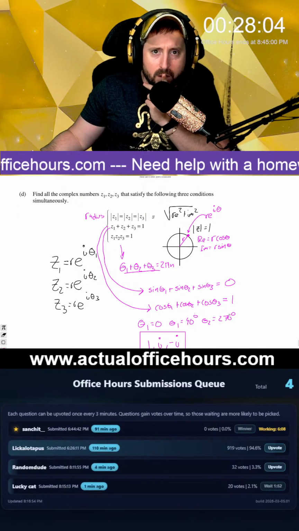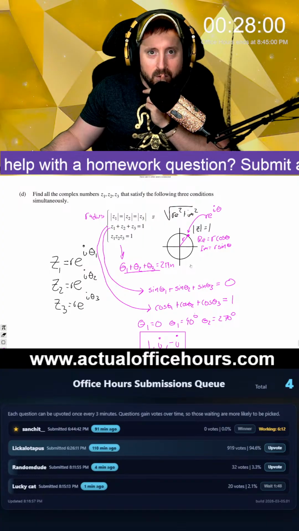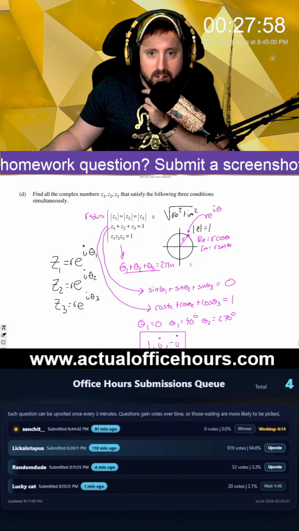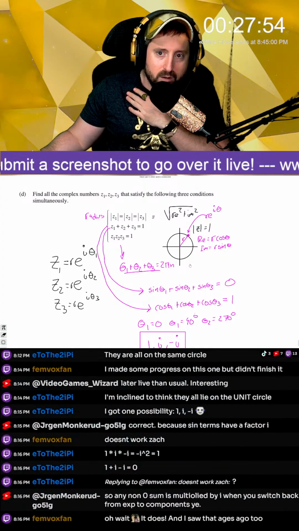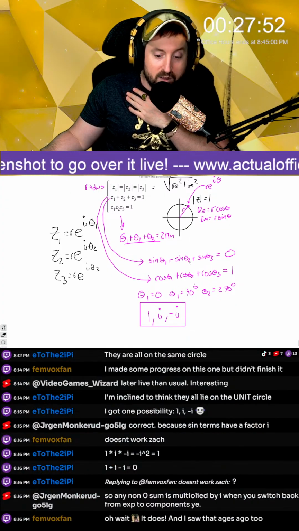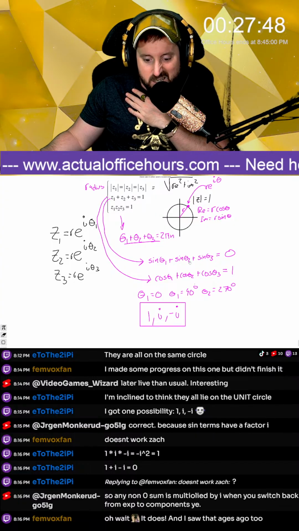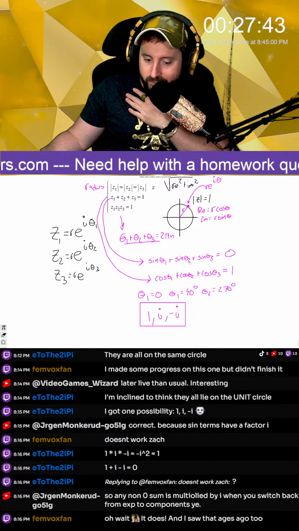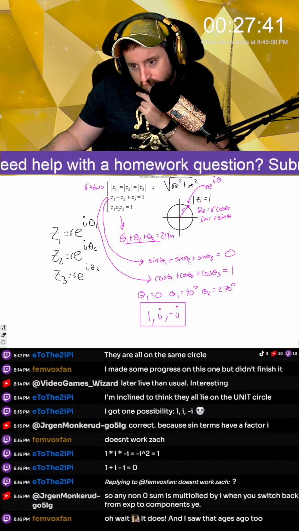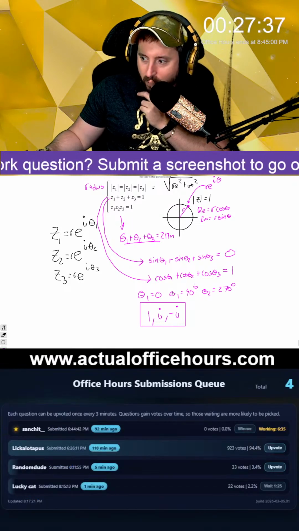So any non-zero sum is multiplied by i when you switch back from exponent to components. Yeah, okay. But wait, it says find all the complex numbers? So is it all the combinations of this? Or do I not need to do that? I think it would be every combination of that. But I think this is the only one that works, no?